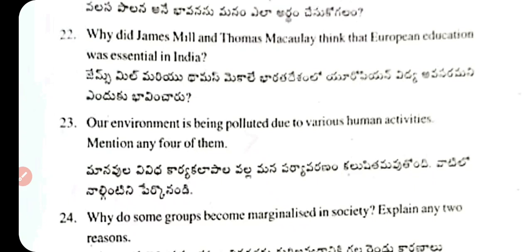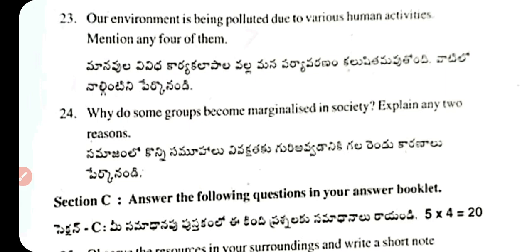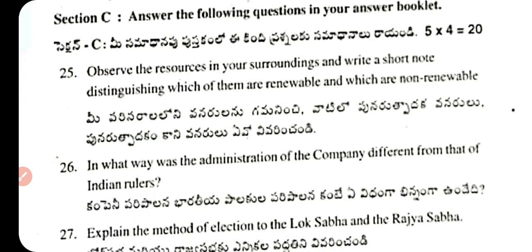Question number 23. Our environment is being polluted due to various human activities. Mention any 4 of them. And question number 24. Why do some groups become marginalized in society? Explain any 2 of the reasons. Each question carries 4 marks, descriptive type questions.